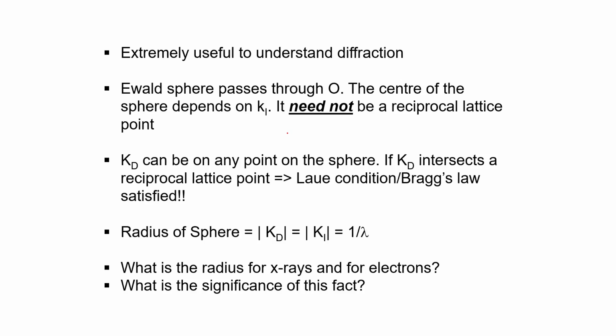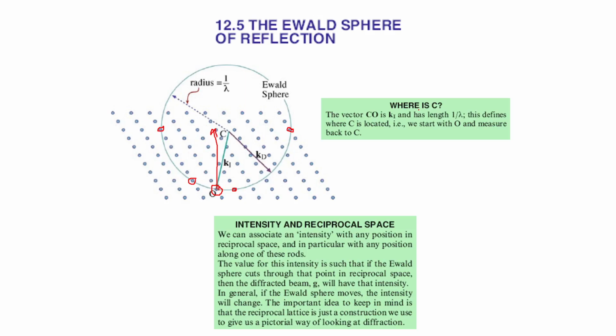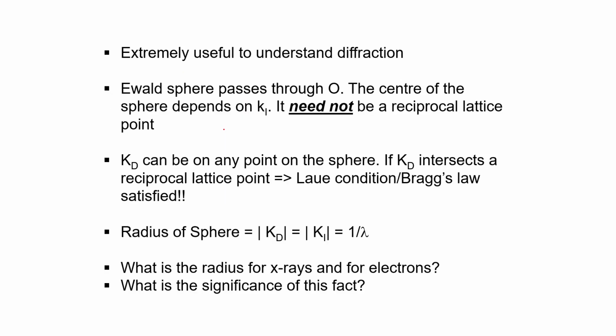So these are basically the points which we discussed: the Ewald sphere passes through point O, with the center of the sphere depending upon k_i, and k_i basically depends upon your lambda, which is 1/lambda. The center point C need not be a reciprocal lattice point, but the origin point O should be a reciprocal lattice point.